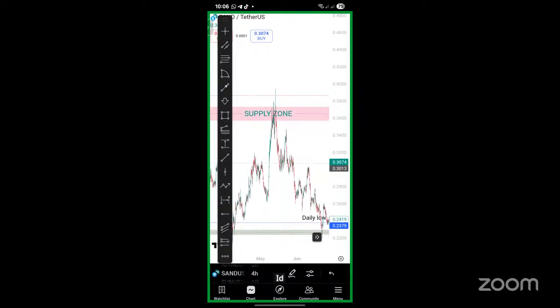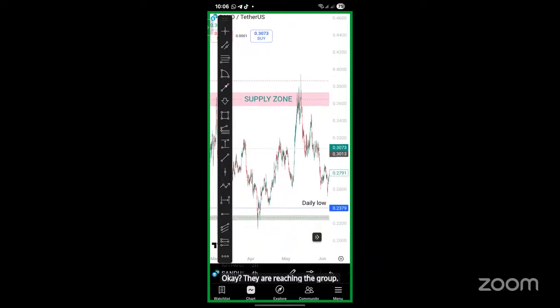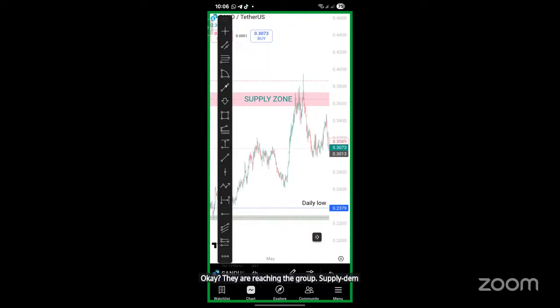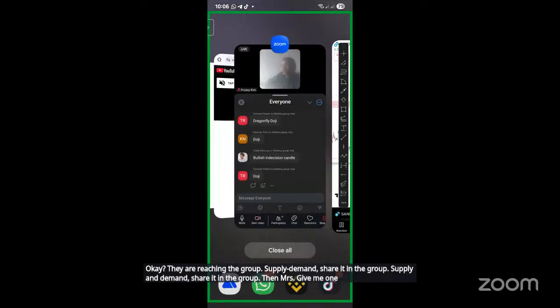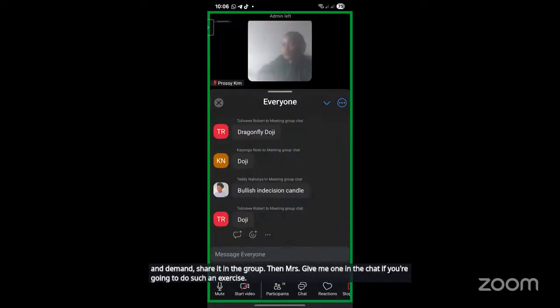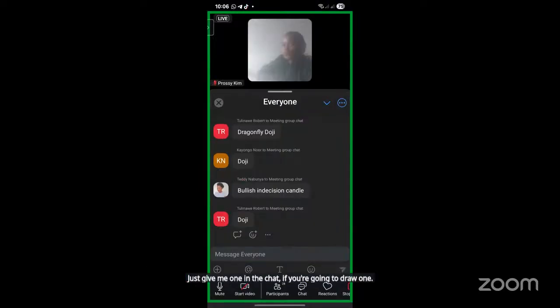identify the supply and demand zone, bring it in the group, share it in the group, okay? Supply and demand, share it in the group. Let me see those. Give me one in the chat if you're going to do such an exercise. Just get your coin, draw the supply, draw the demand, draw the weekly low, draw the weekly high.